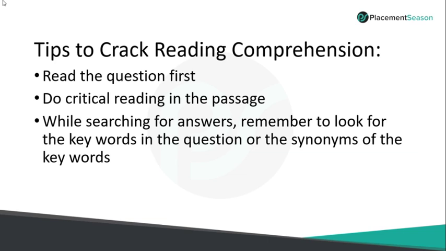And number three, while searching for answers, remember to look for the keywords in the question or the synonyms of the keyword. Every question should contain a keyword. So when you come back to the passage the second time, hunt for the particular word. Sometimes there are fewer chances for you to find the exact word. In that case, remember to look for the synonyms.